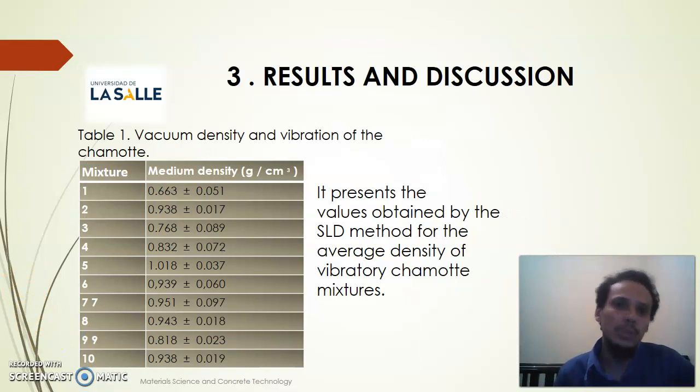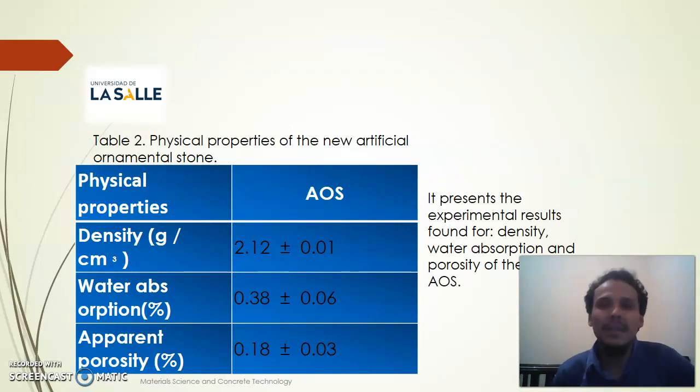Results and discussions. Table 1 presents the values obtained by the SLD method for the average density of vibrated mixtures of CMOT according to Figure 1. Table 2 presents the experimental results found for density, water absorption, and porosity of the novel AOS. Table 2: physical properties of novel artificial ornamental stone.